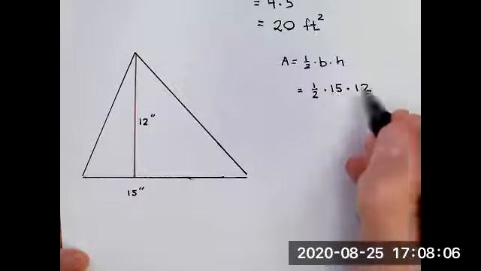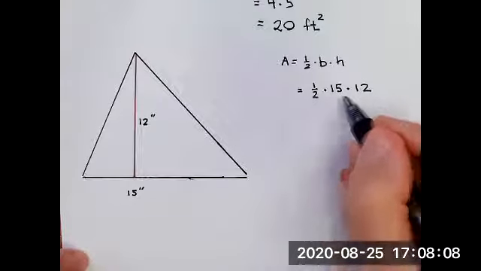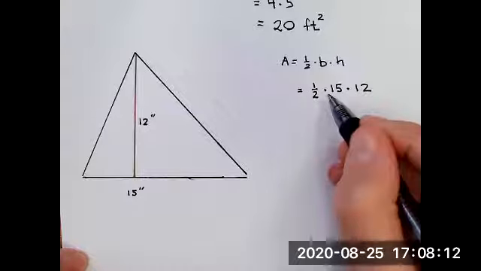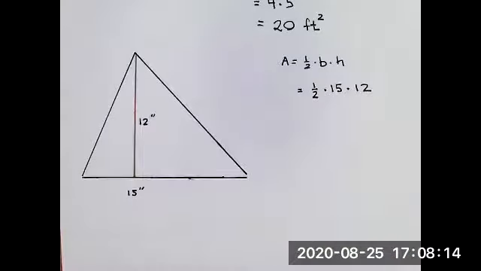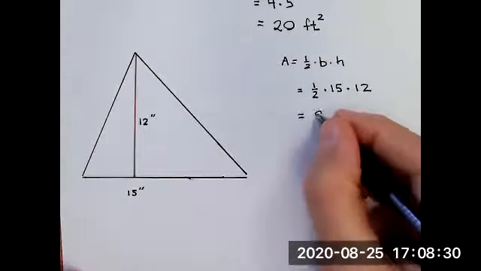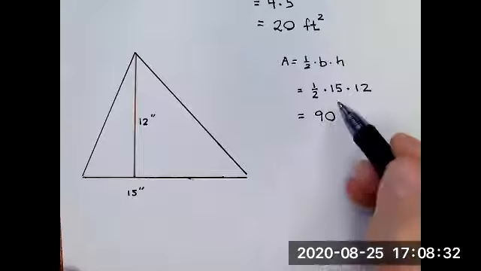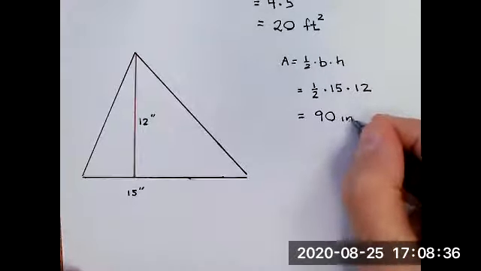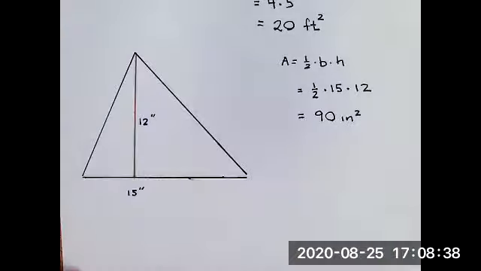Remember, multiplication is commutative, so you could do 1/2 times 12, which is 6, times 15. And inches times inches is square inches, or you can write it as inches squared.